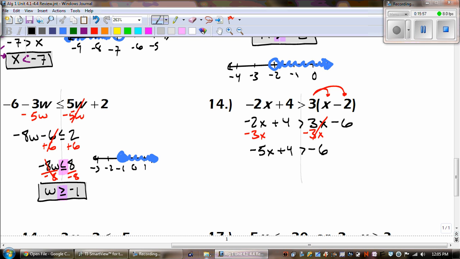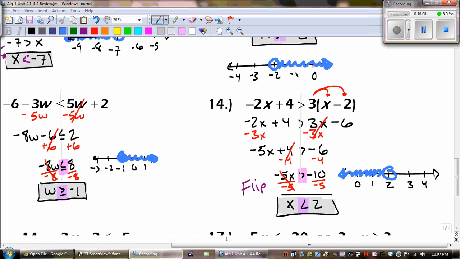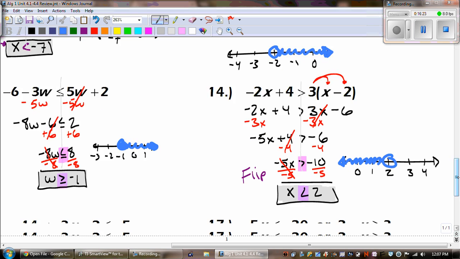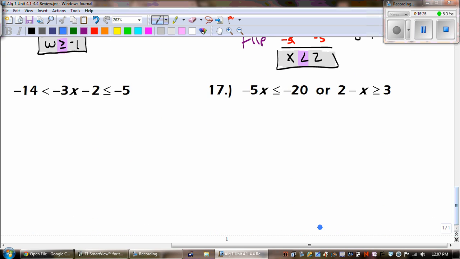Okay, so why don't you guys pause the video, solve, and graph this all on your own. Good luck. Okay, so you should have gotten x is less than 2. Remember that when you have a negative number in front of the x, we have to flip the sign when we divide. Okay. All right, last ones.